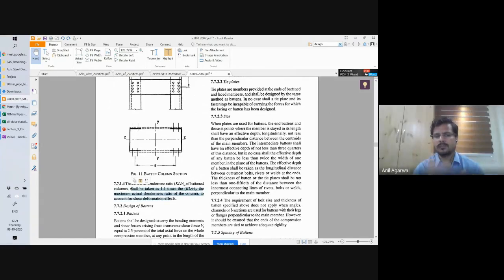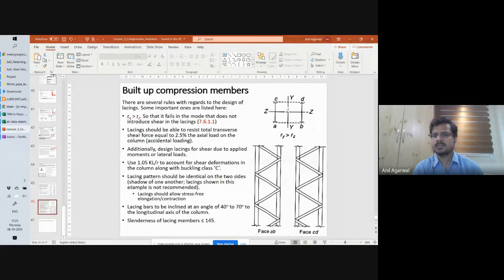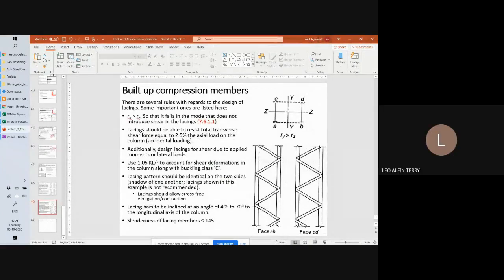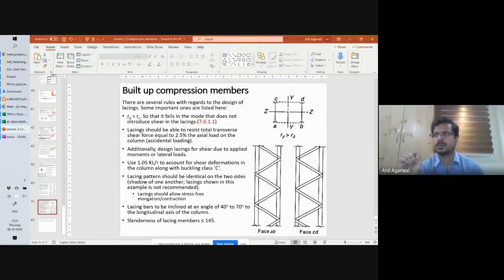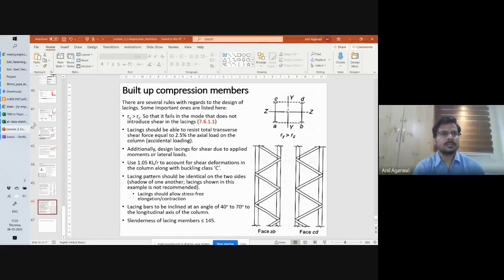I have not copied everything from the code. There are a number of provisions. I've taken only some guidelines, only the ones which are sufficient to explain the fundamentals. You should of course go through the code and the textbook, because I cannot cover in the class every single provision. But thank you for pointing it out. Anything else?